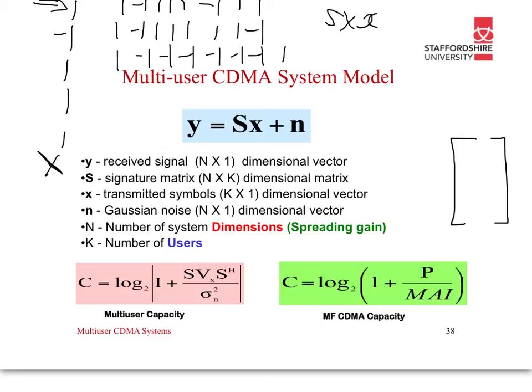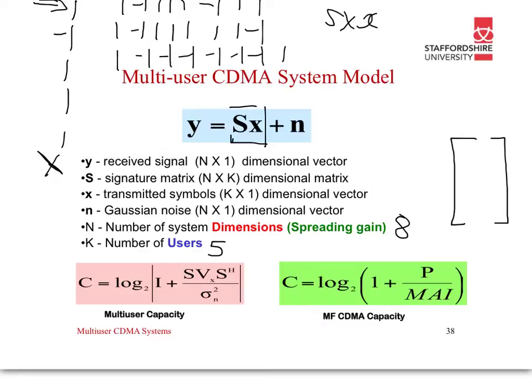1, 2, 3, 4, 5, 6, 7, 8. And then I'll do the same for the other users. 1, 2, 3, 4, 5, 6, 7, 8, up to the bottom one. So this is our X.